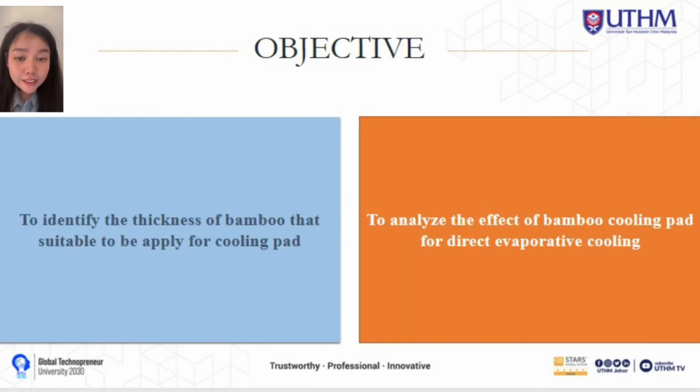And then next is the objective of the study. For this study, there are two objectives that need to be achieved at the end of this research, which are to identify the thickness of bamboo that is suitable to be applied for a cooling pad, and to analyze the effect of a bamboo cooling pad for direct evaporative cooling.